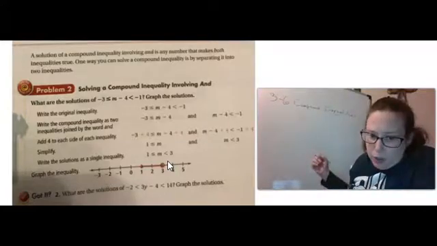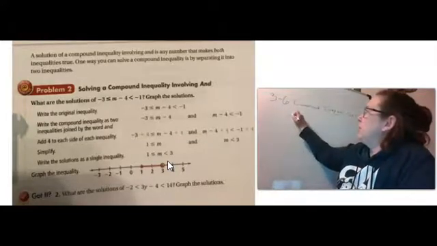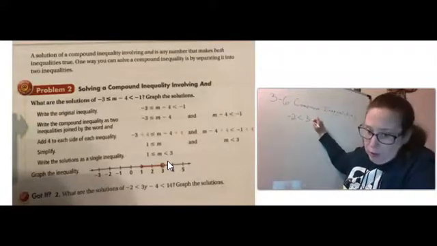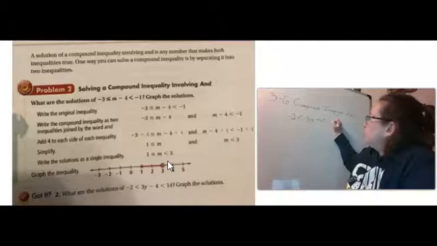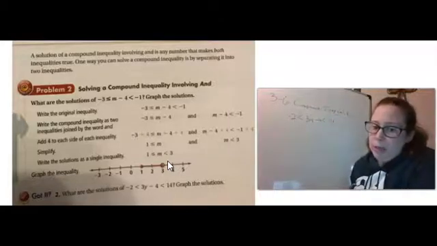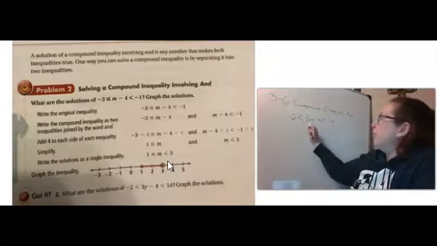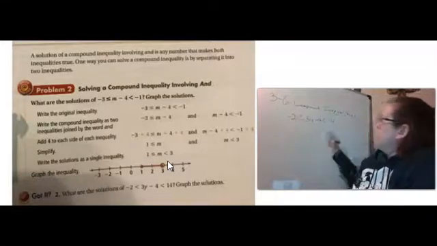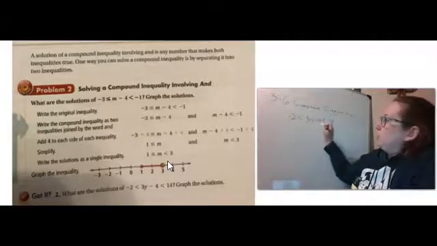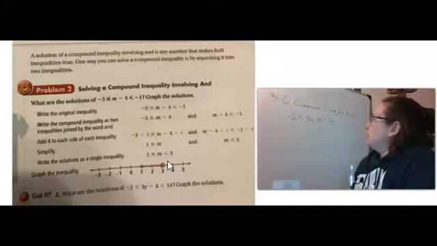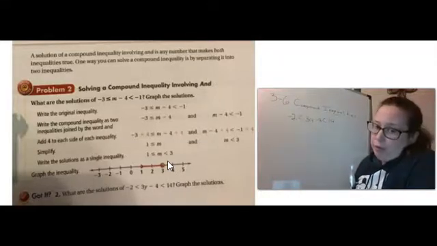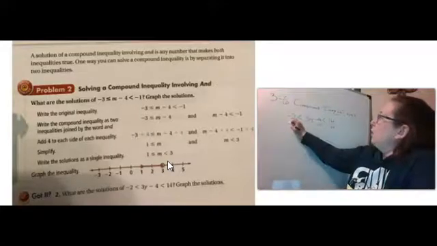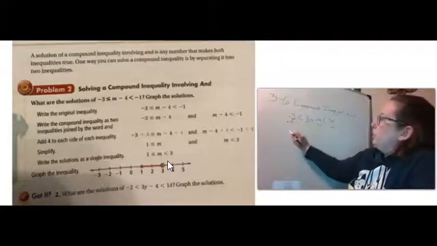Alrighty, so Got It 2 was -2 is less than 3y minus 4 is less than 14. So you can see we have a compound inequality. We also have a two-step inequality happening. So the first thing we need to do when we're trying to isolate our variable is get rid of the -4. So again, just like the last one, we're going to add 4 to all of our sections.